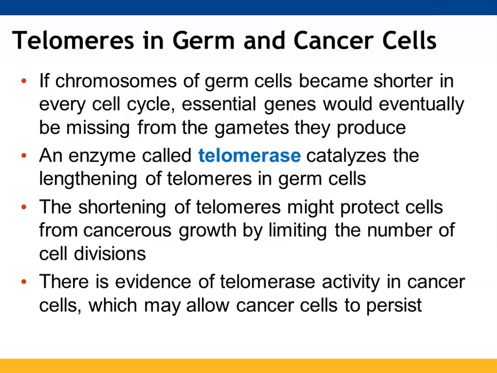If telomeres are shortened, it could protect cells from cancerous growth by basically limiting how many cell divisions you can undergo. But there is some evidence of telomerase activity, because when you are undergoing cell divisions from cancer, you keep replicating and replicating, so your DNA is going to get shorter and shorter. But because of this telomerase activity, it's allowing those chromosomes to continue to add on to their sequence, which would then allow those chromosomes to be replicated and those cancer cells to continue to grow.